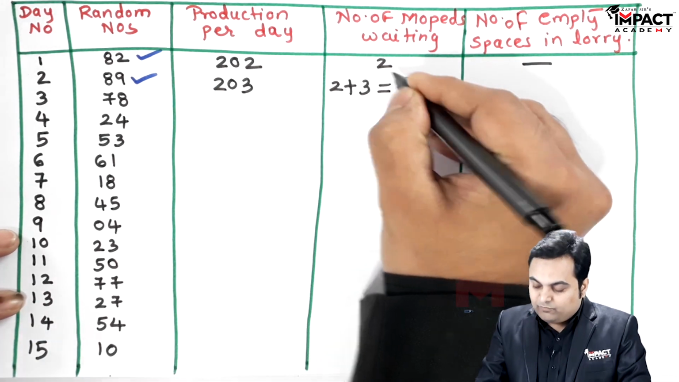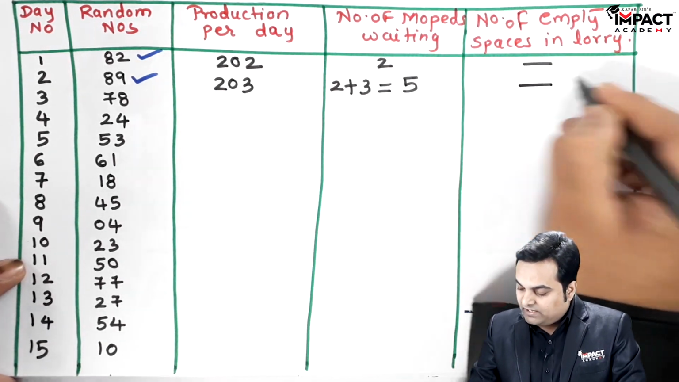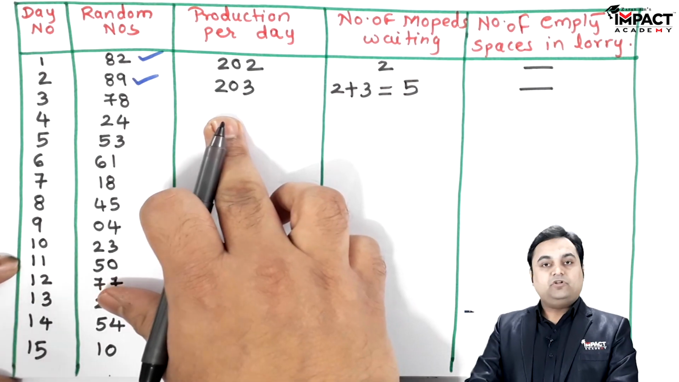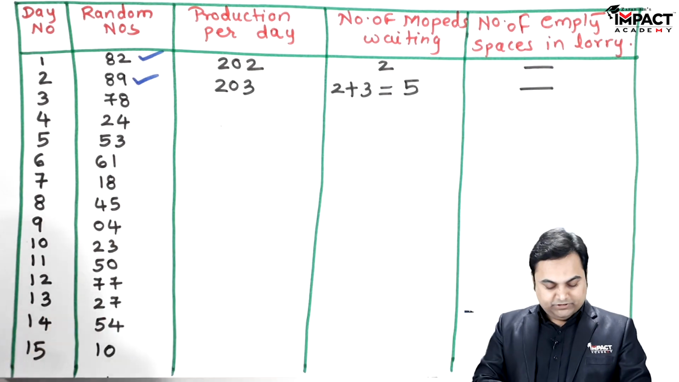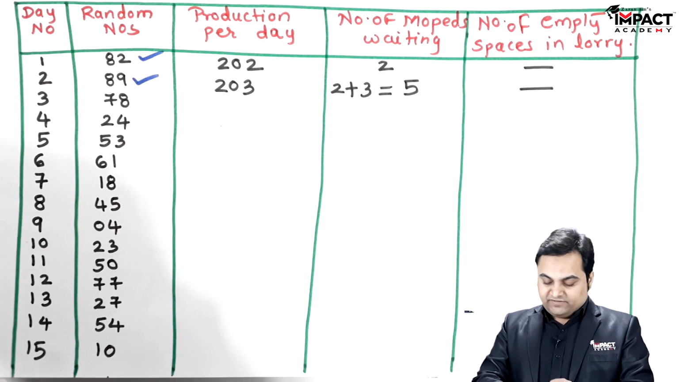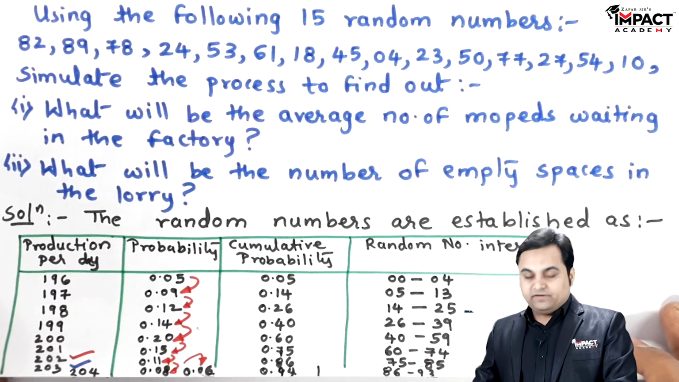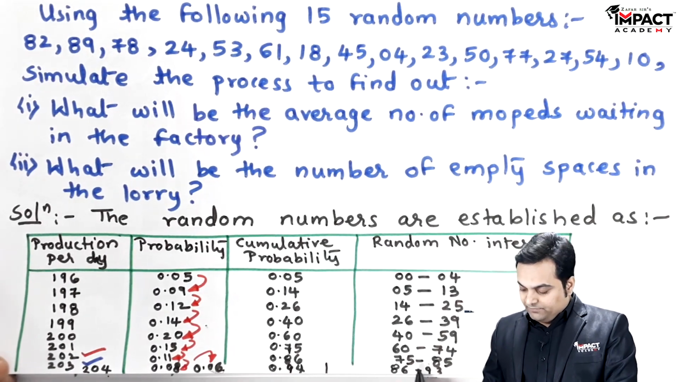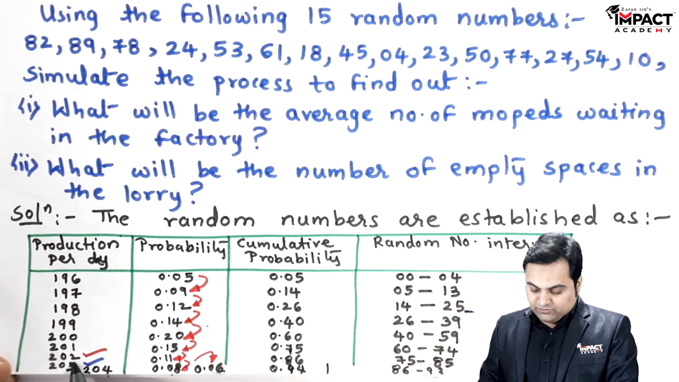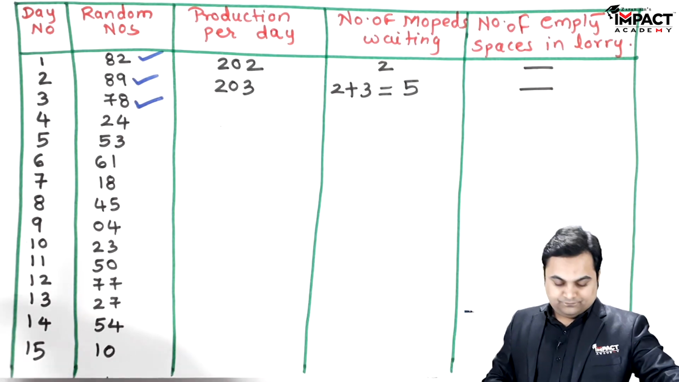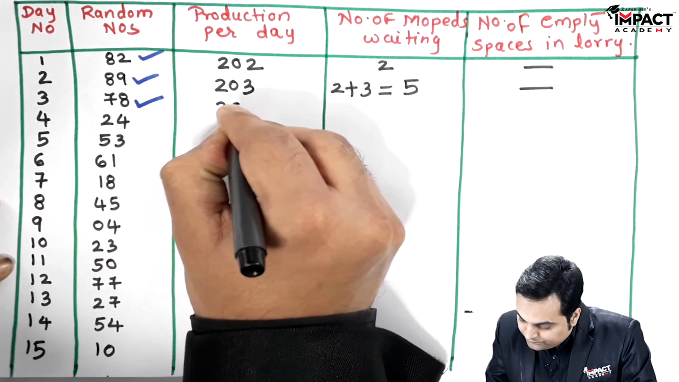So now 5 mopeds are there with us, and again the number of empty spaces in the lorry is 0 because the number of mopeds manufactured is more than 200. So 200 can be easily transported in the lorry. Next is 78 random number. So go into the random number interval. 78 is again between 75 to 85. Go back up to here. Again the value is 202. So the production per day is 202.